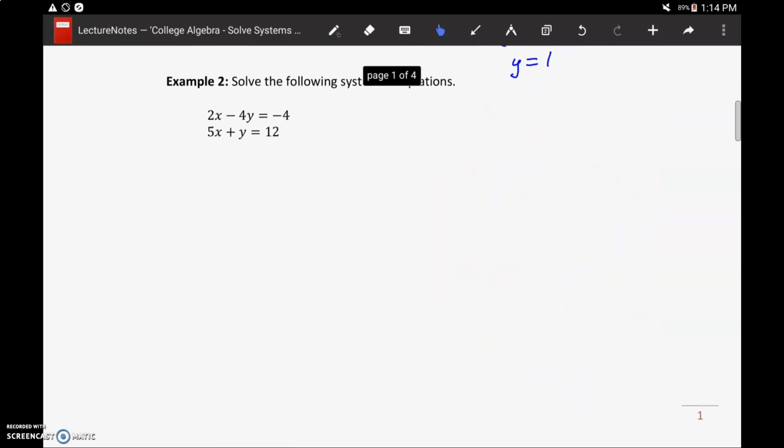In example 2, we still want to apply substitution. We'll start off by identifying each of these equations as 1 and 2. And what we'll do in this case is take equation 2 and solve for y. So this will become y equals 12 minus 5x. Again, we can choose to start off by solving either equation for either variable. In this case, this just seemed like the easiest choice to me. And then we'll substitute that into equation 1.